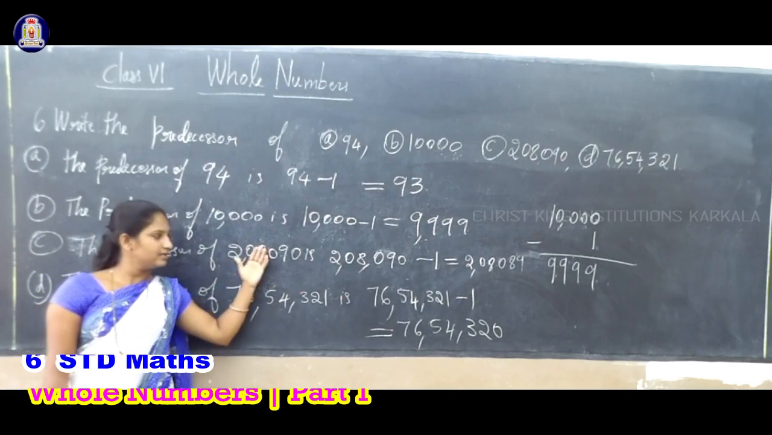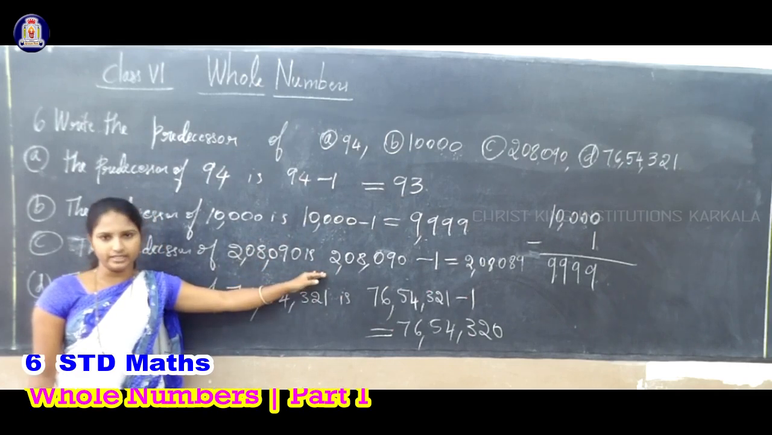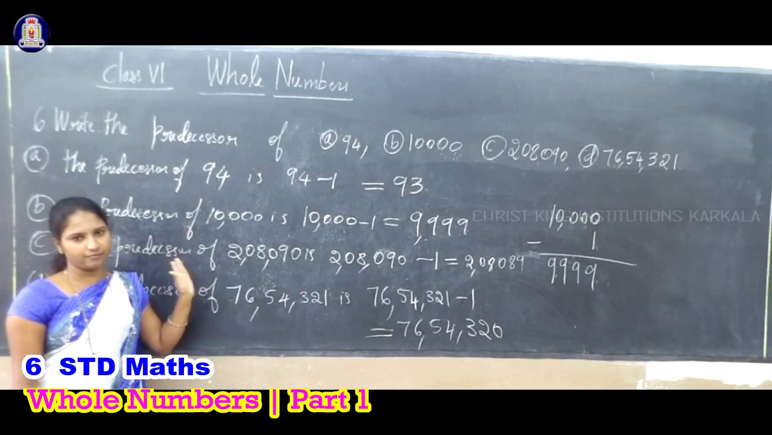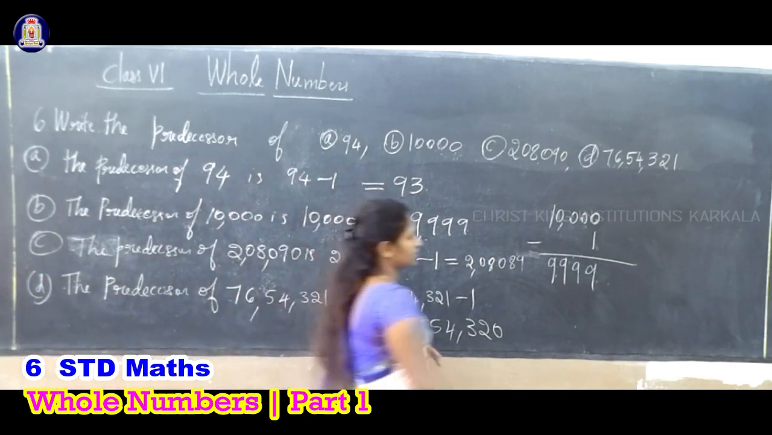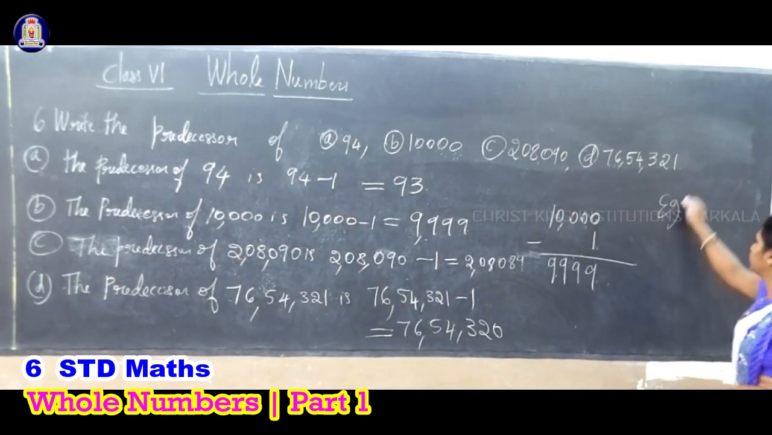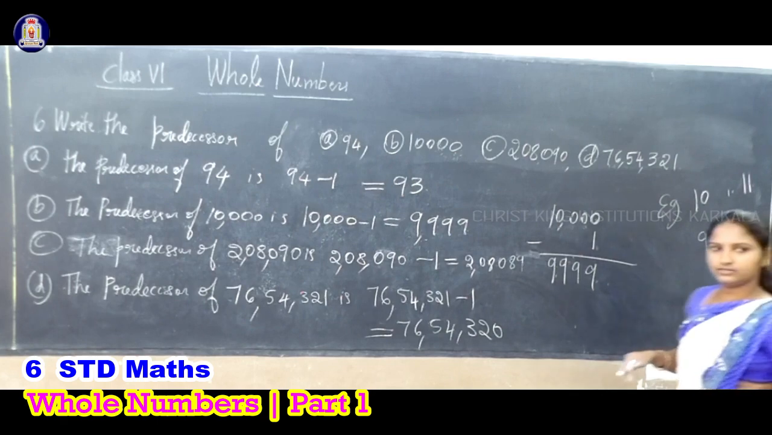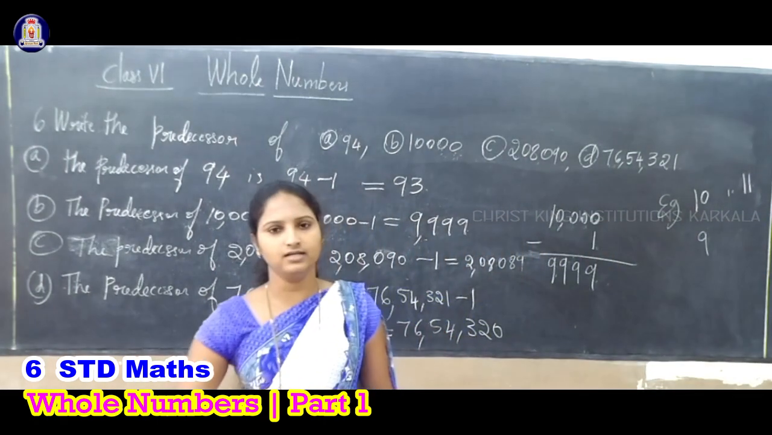Successor means the given number, the next number you have to write. Predecessor means before that number. Clear? For example, the successor of 10 is 11. So predecessor of 10 is 9. Clear? So this is a solution to this.